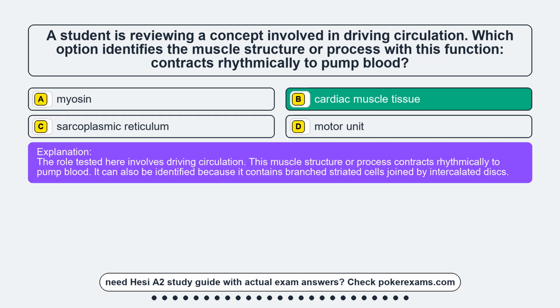The role tested here involves driving circulation. This muscle structure or process contracts rhythmically to pump blood. It can also be identified because it contains branched striated cells joined by intercalated discs.